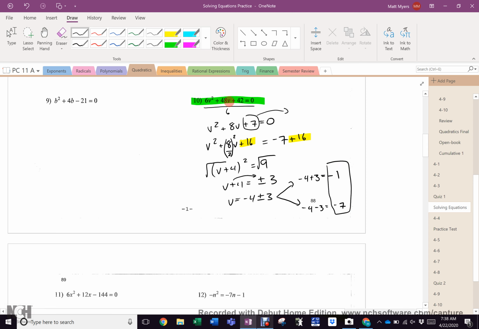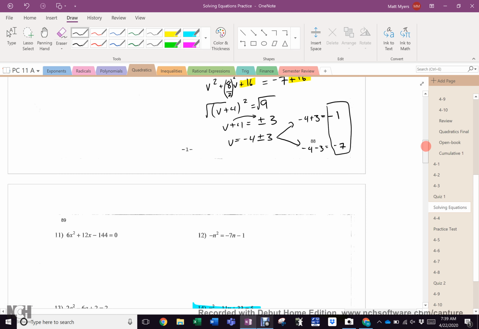I know we could have factored that, but I want you to practice completing the square. I chose an easy one to complete the square that was also factorable.